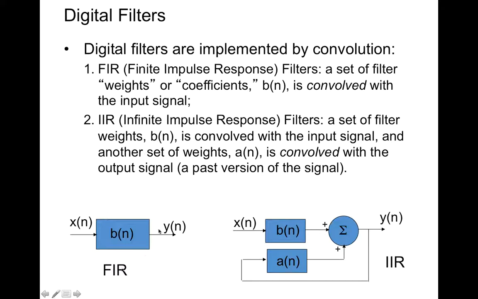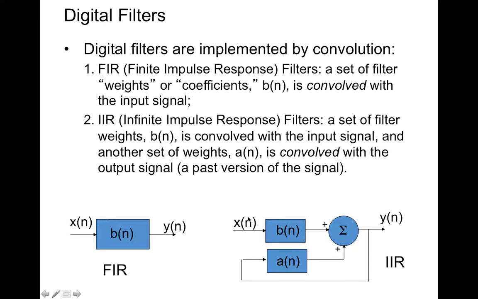So here's a schematic of an FIR filter. You basically have your input x of n. It's going to be convolved with a filter b of n, and b of n and x of n are rarely the same length. So x and b are convolved, yielding y.